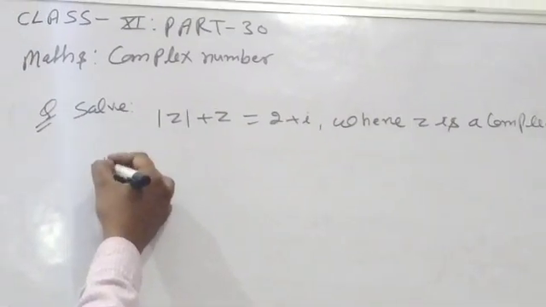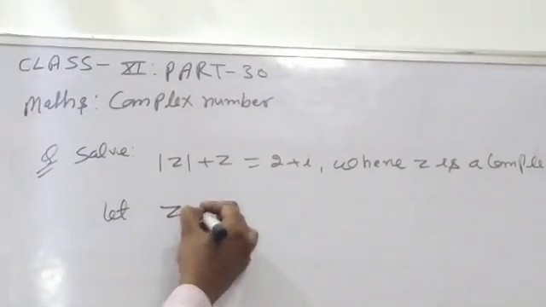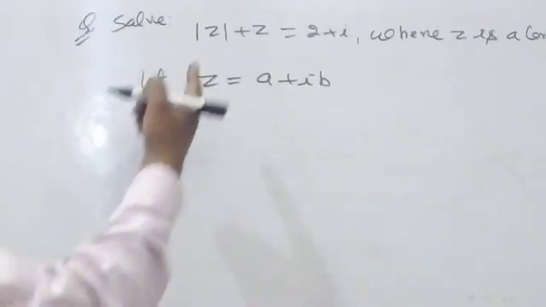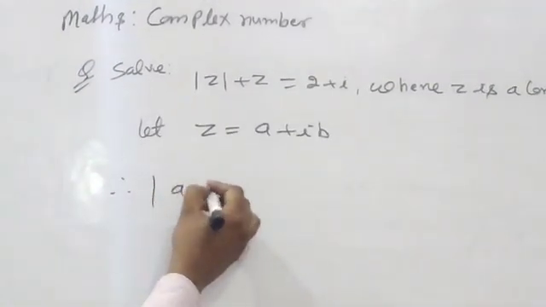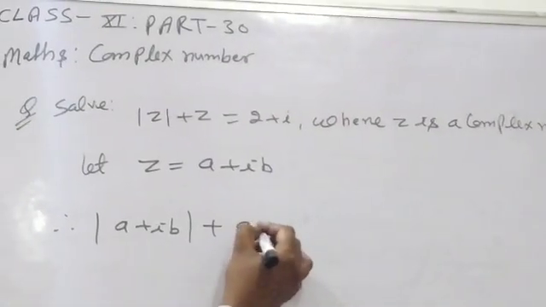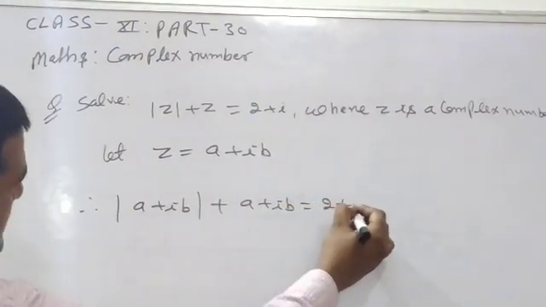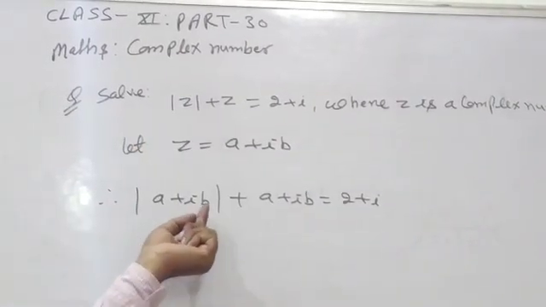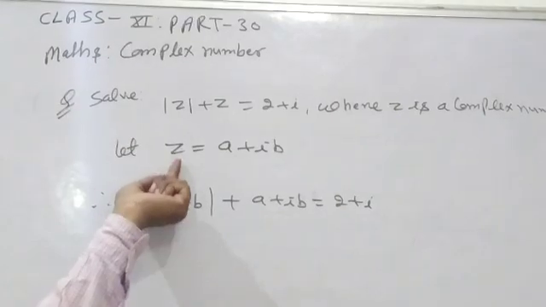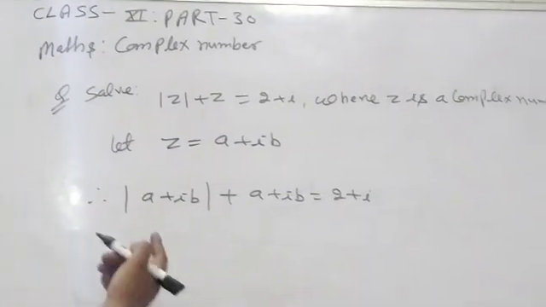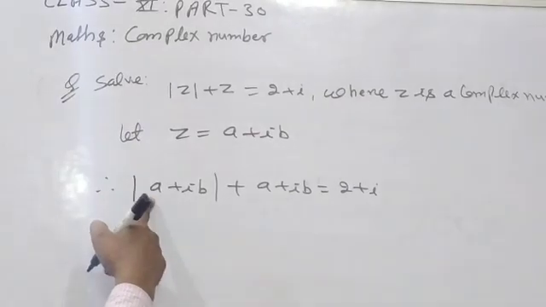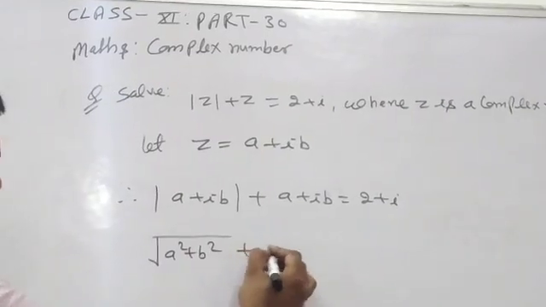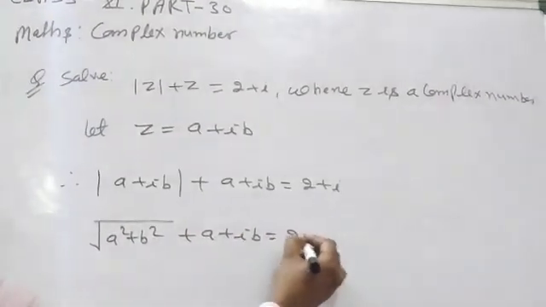Now first of all we have to suppose, let z is equal to a plus ib, where a plus ib is a complex number. Now here mod of z plus z is equal to 2 plus i. Understood? Mod of z, mod of a plus ib, why? Because z is equal to a plus ib. Now find the value of mod of a plus ib, that is under root a square plus b square, plus a plus ib is equal to 2 plus i.